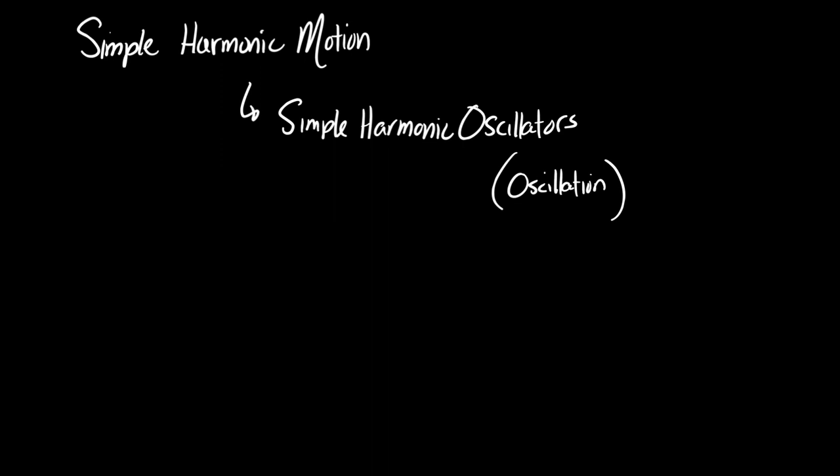Simple adds another layer. A simple harmonic oscillator is an oscillator whose motion can be modeled with a sine or a cosine function.